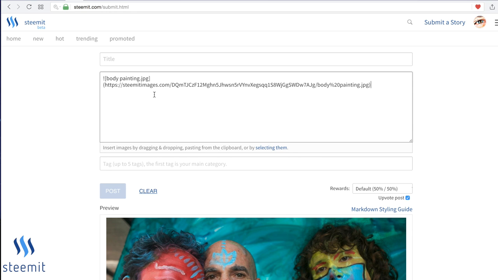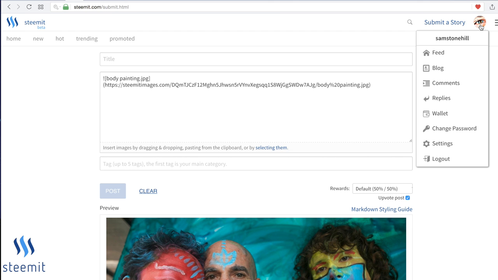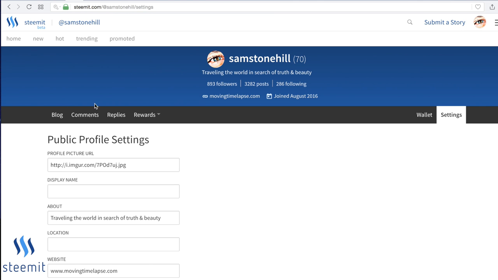So what you've got to do is copy the HTTP, just that section. Copy that into your settings, which are in here. So you would copy that into there. That will become your profile picture. And obviously, back home, the blue one you can change on top.